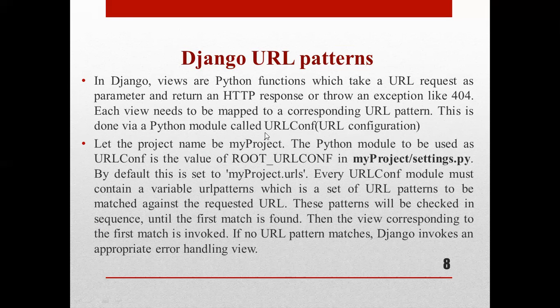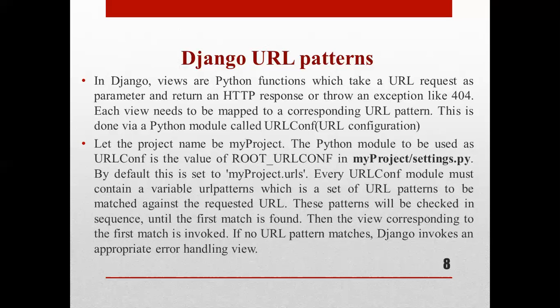Consider a project named my project. The Python module to be used as the URL configuration is the value of ROOT_URLCONF in myproject/settings.py. By default this is set to myproject.urls. Every URL configuration module must contain a variable urlpatterns, which is a set of URL patterns to be matched against the requested URL.